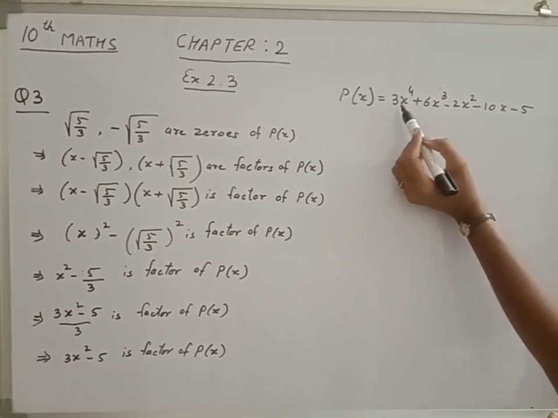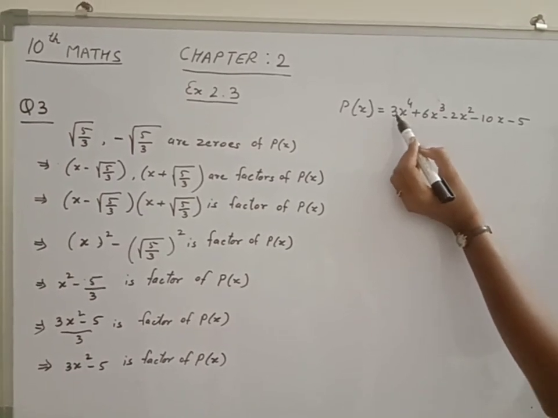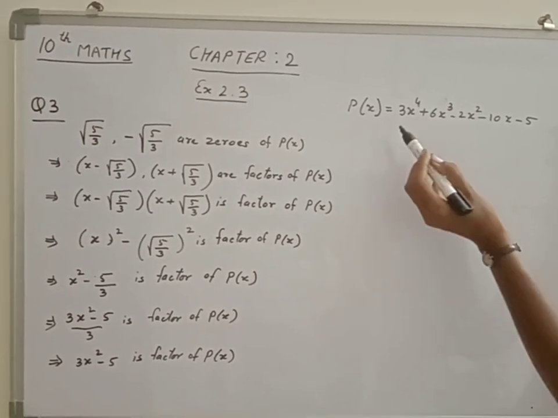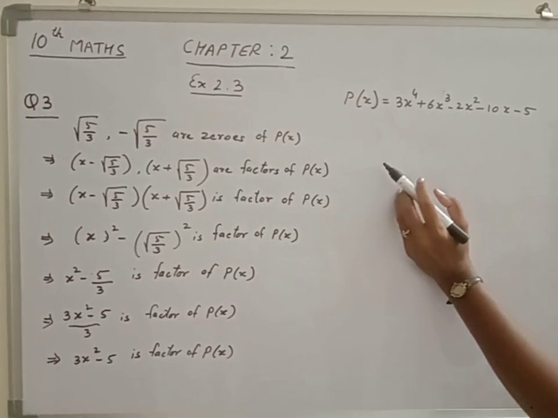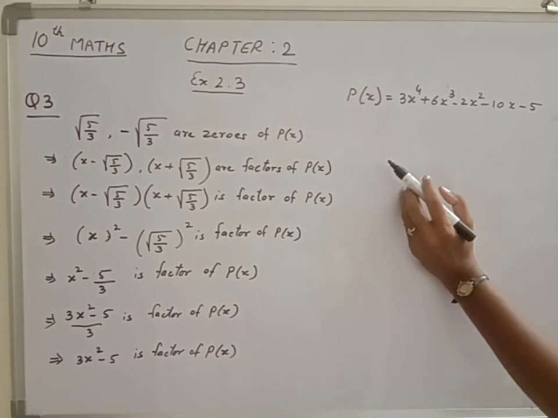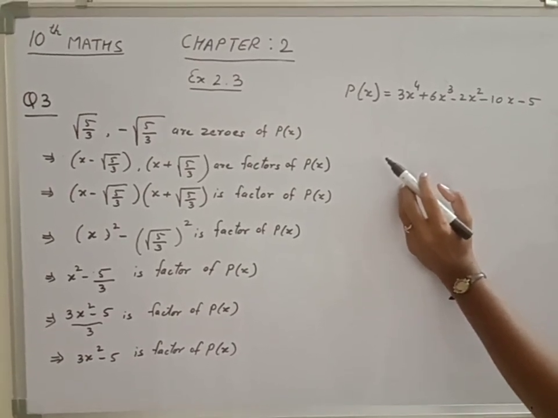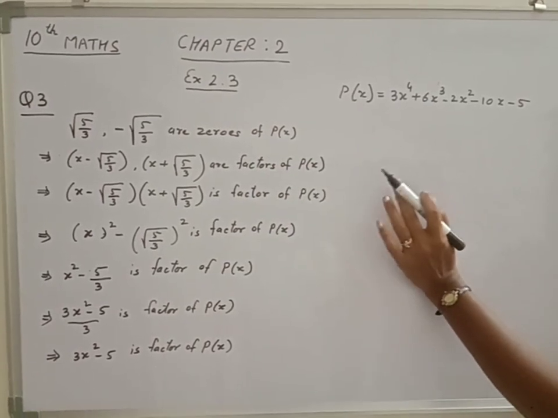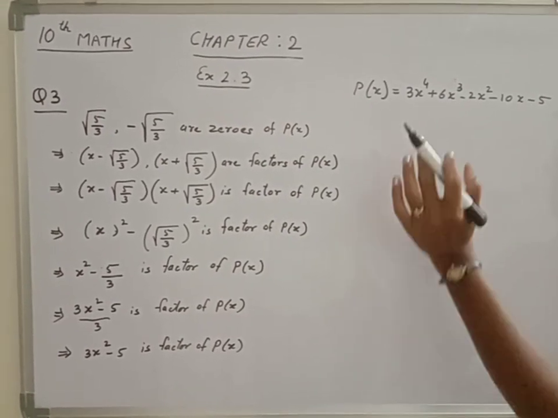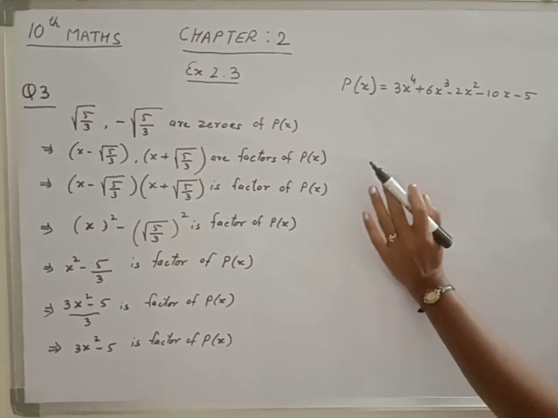That means it will have maximum 4 zeros. So 2 are already given. We have to find the remaining 2. This type of questions are very important from the examination point of view. Method remains the same. Only they keep changing the polynomial and keep changing the zeros. So try to understand the method very carefully.